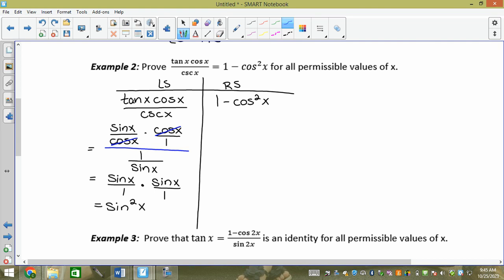And we do LS equals RS. One side put sine squared x. Could I have done nothing on the right-hand side, turned this to 1 minus cos squared x and said left side equals right side? Absolutely. Okay? All right.